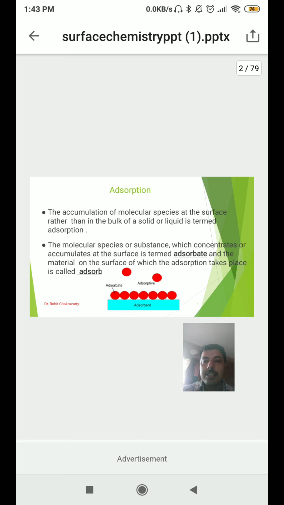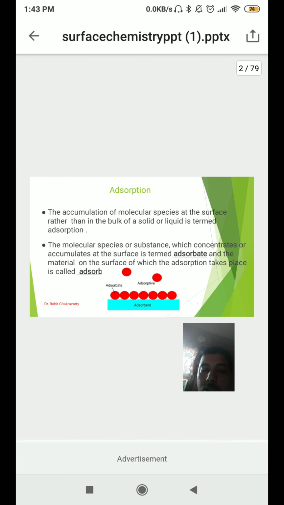As you can see in this video, I have put a picture image also here. You can see a green surface is the adsorbent, and the red rounded spherical balls, which I have made for you, are the adsorbate. So those liquid substances or molecular species which concentrate or accumulate at the surface are termed as adsorbate, and the material on the surface of which adsorption takes place is called adsorbent.